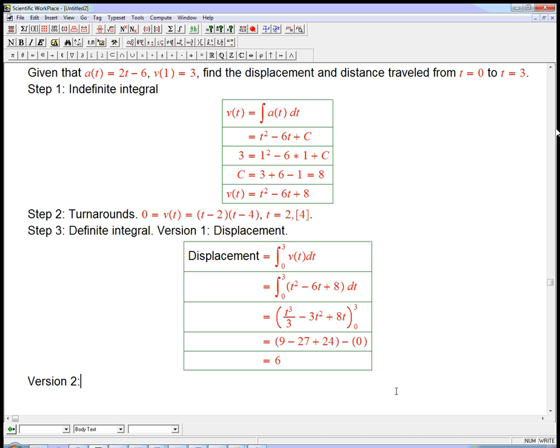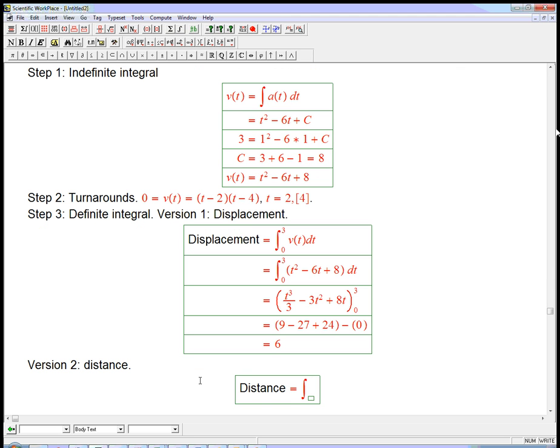Version 2 is a bit more annoying. That's for the distance. That's where we actually do have to take into account this turnaround information. So the distance is going to equal, well, I'm going to take the integral from 0 to 1. That's going to give me the displacement from the start of my interval that I'm interested in to the first turnaround. And then that might turn out to be negative, and so I could write it with an absolute value. I'm going to write it in a slightly different way in a second here, but that's one way to write it. Okay, and then I'm going to do the same thing.